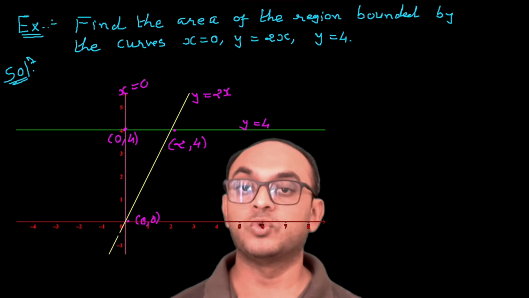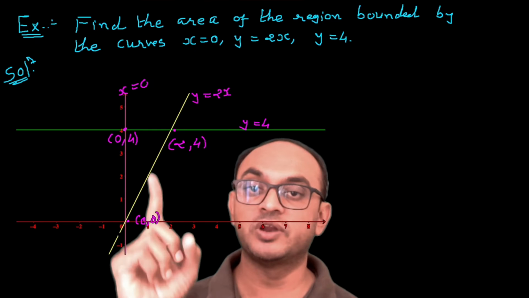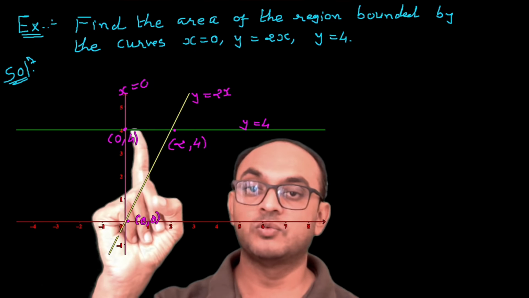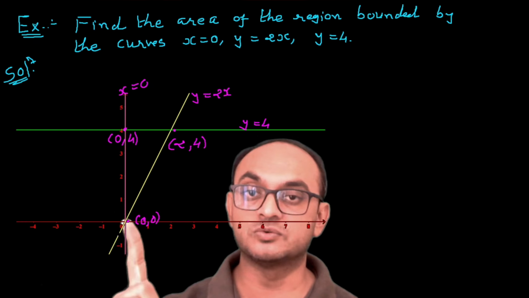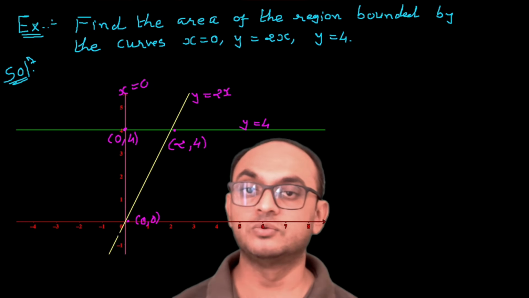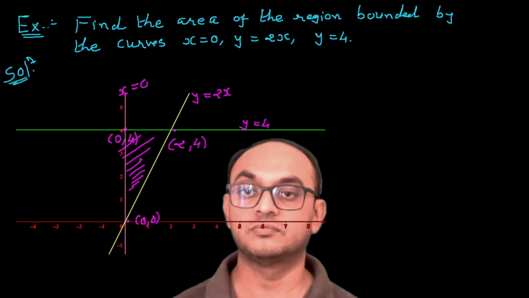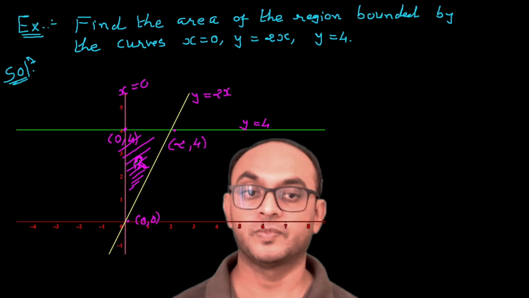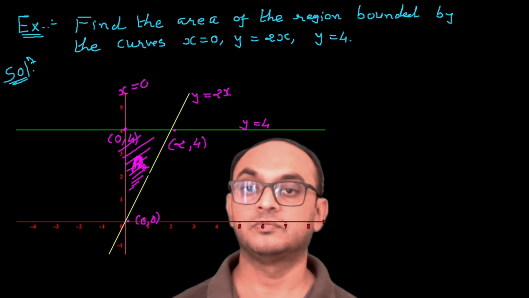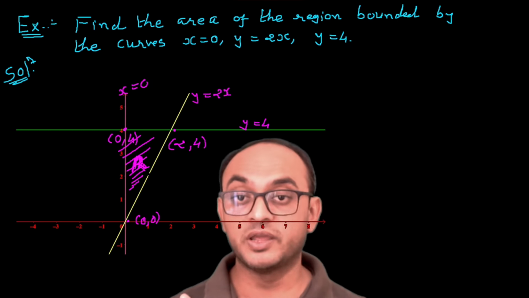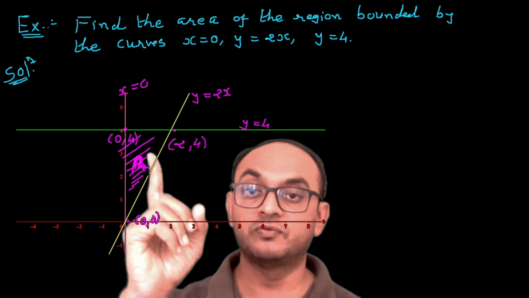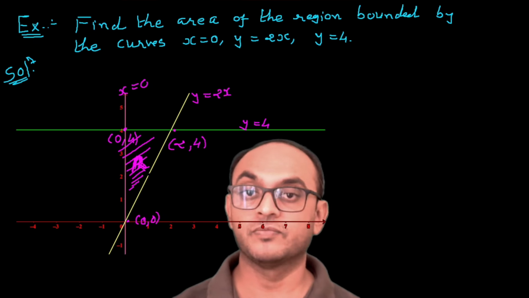Now, what is my region? The region is bounded by these three curves: y equal to 4, x is equal to 0, and y is equal to 2x. So this portion is my region R. Now I have to find out the area of this region.